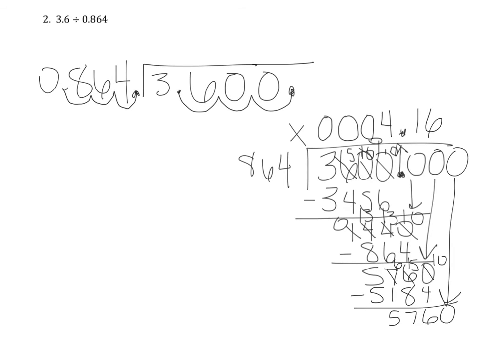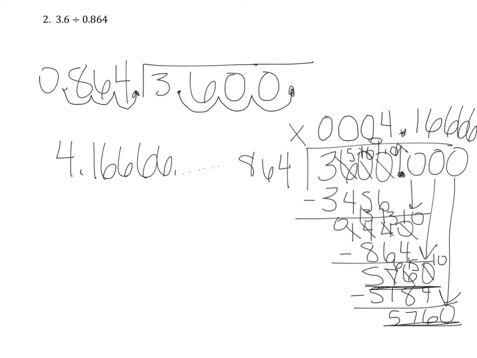Well, if you notice earlier, we had 5,760, and once again we have 5,760. So that's going to go in there 6 times. And we're going to have a repeating decimal. So I'm going to go ahead and write that: 4 and 1, 6, 6, 6, 6 keeps repeating.